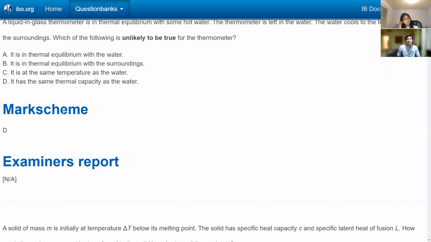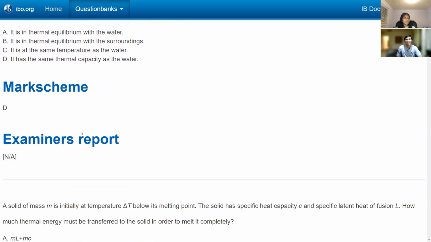It's so weird that sometimes they say thermal capacity and sometimes they say heat capacity. Yeah. That's what kind of threw me off. I was like, wait, thermal capacity?